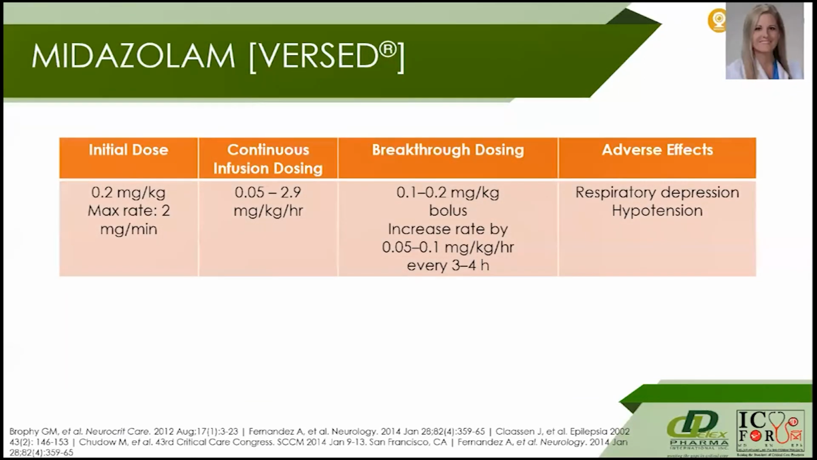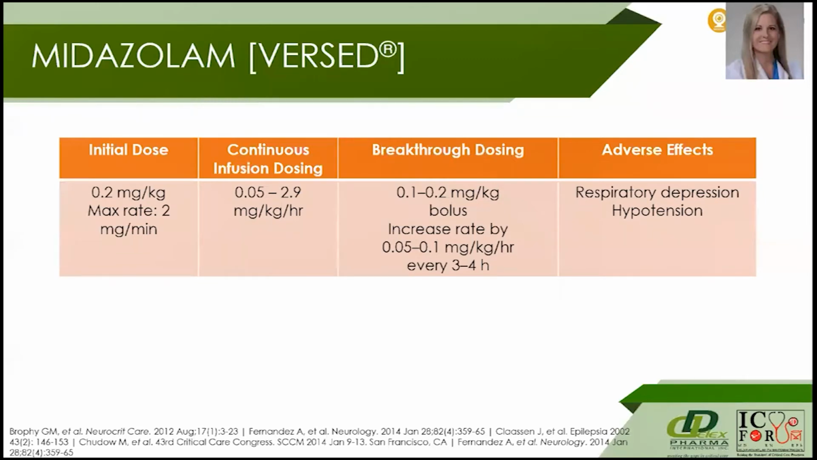Now we'll get into the dosing of midazolam. You'll notice the biggest difference is that for refractory status and burst suppression, your dosing is going to be weight-based. Don't be afraid of the high doses. These are needed for burst suppression. So your continuous infusion dosing will be anywhere from 0.05 to 2.9 milligrams per kilo per hour. 2.9 is considered the max dose.